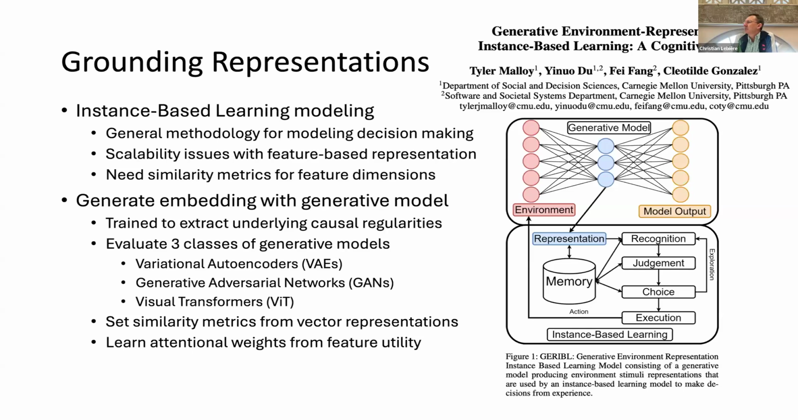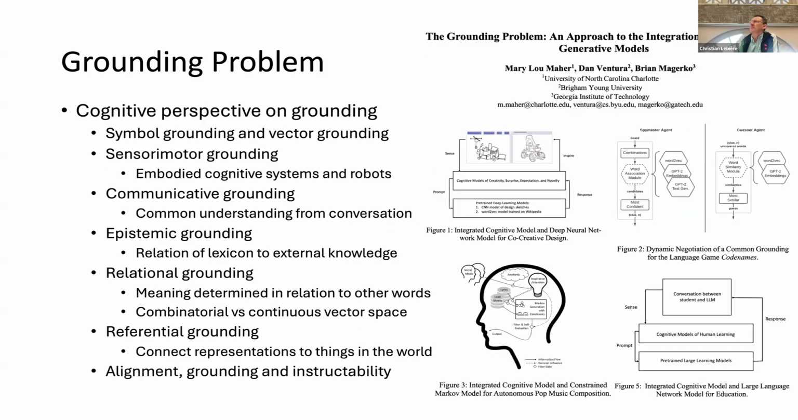A couple other talks that we will look at here was the talk by Gonzalez and colleagues about using generative models to generate a representation to use in the cognitive architectures, and in particular in the modeling paradigm called instance-based learning, which bases decisions on experiences. And they evaluated three different kinds of generative models on the ability to generate that situation representation and the kind of performance that would result in the cognitive model.